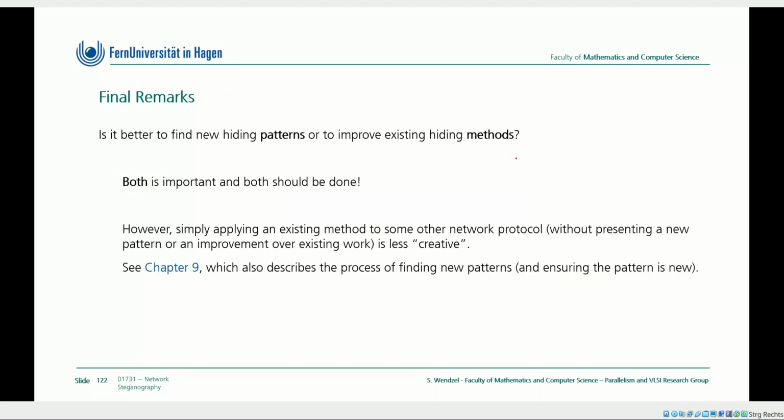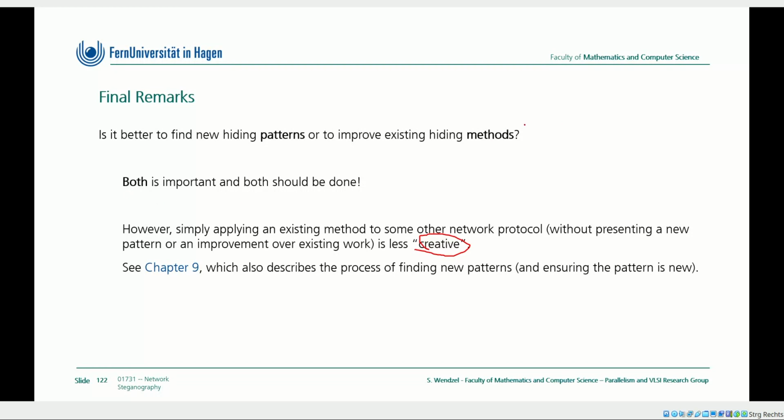Some final remarks. Is it better to find a new hiding pattern, or is it better to improve the existing hiding methods and to study them? Because we first need to understand always what kind of hiding methods are feasible before we can develop countermeasures. But in the end, both is important and should be done. However, simply applying an existing method to some other network protocol without presenting a new pattern or an improvement over an existing work is less creative. I will discuss details of this in chapter 9. Actually, creativity is a term that is not here by accident. It's actually a scientific term and depends on two aspects, namely novelty and applicability of an idea.